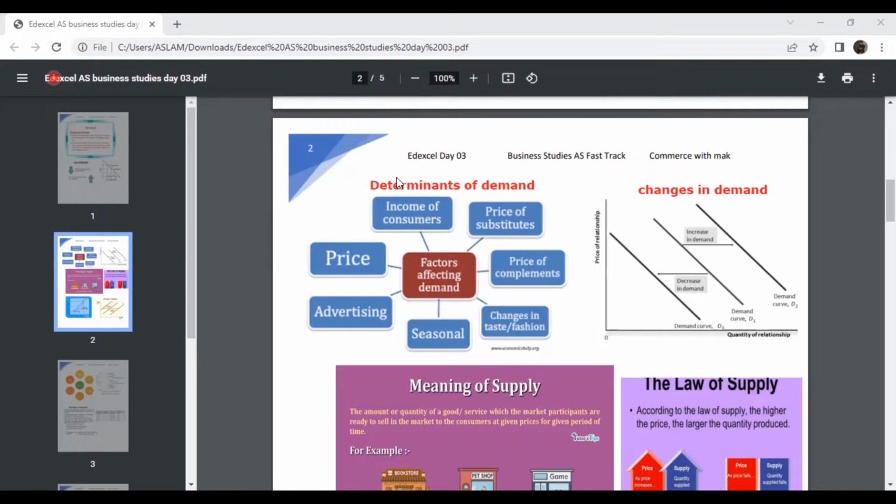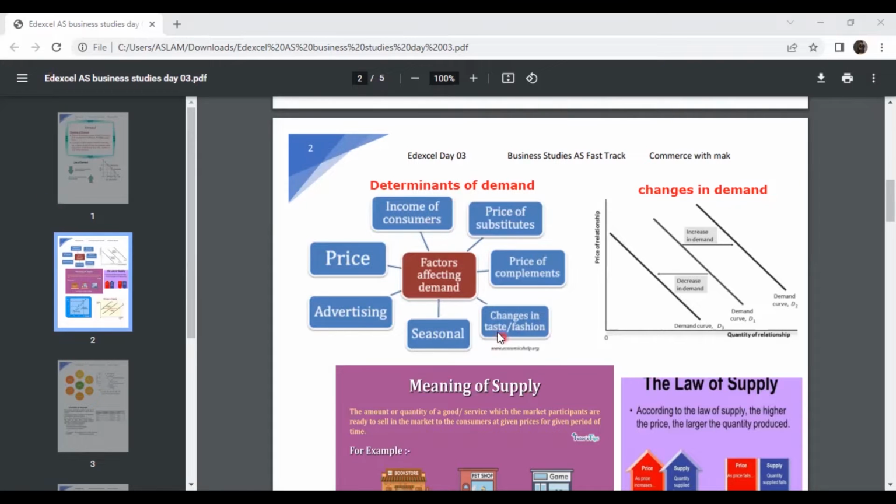The next part, we have price of complements. What is price of complements? Complements means when one product has a connection with another product. If the price of one product rises, the demand of the other product will decrease. If the price of the product is decreasing, the other product's demand will increase. Tea and sugar, rubber and tire, which we have learned already in economics.